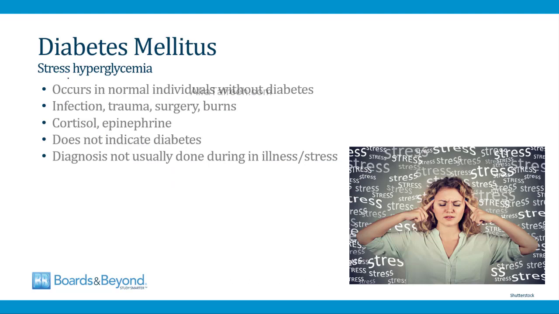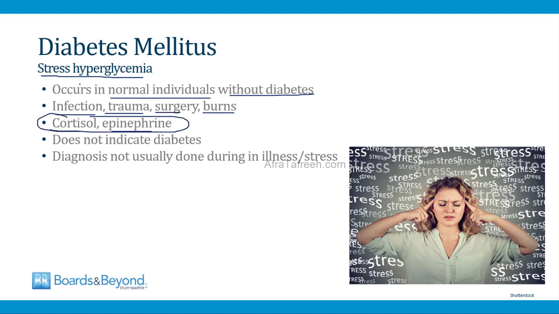Let me mention one important caveat regarding the diagnosis of diabetes mellitus, and that has to do with stress hyperglycemia. Stress hyperglycemia is an elevation of blood glucose levels that occurs in normal individuals who do not have diabetes. When normal patients develop infections or have trauma or surgery or have burns, their levels of cortisol and epinephrine in the blood go up, and these hormones raise the blood glucose level, and this is called stress hyperglycemia, and this does not represent diabetes. So usually we don't make the diagnosis of diabetes in a patient during an acute illness or an acute stressor, and that's because they will almost always have stress hyperglycemia present, and that means their blood glucose level will be up, but not from diabetes.